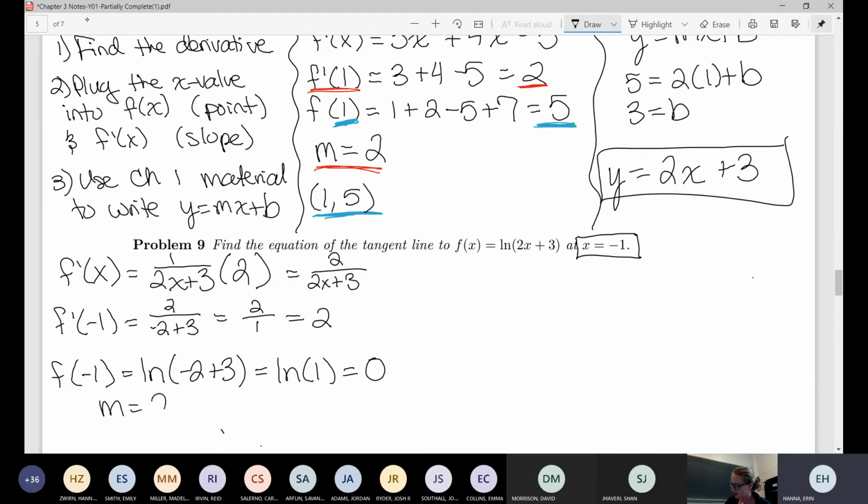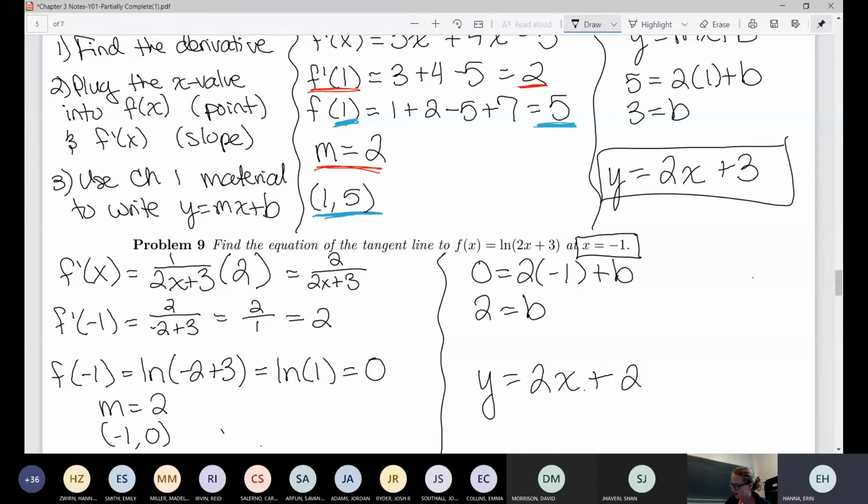So we have our slope is 2, and our point is -1, 0. So once we have our point and our slope, we plug it into our y equals mx plus b and solve for b. So we've got 0 equals m is 2, x is -1, plus b. Add 2 to both sides, you get 2 equals b. So you get y equals 2x plus 2.